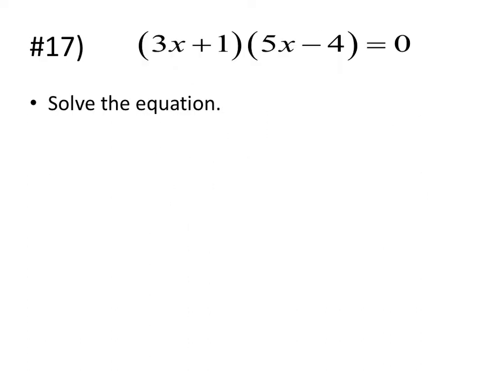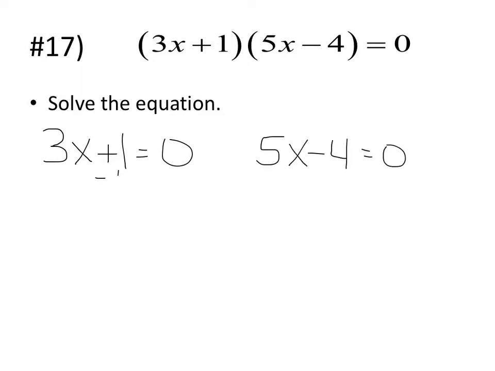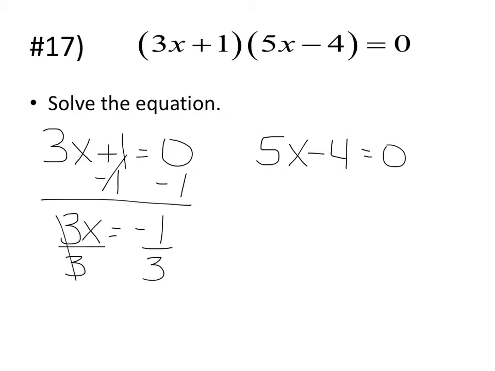Okay, for the last 4 problems, they're actually asking you to solve, not just factor. So this one they actually already factored for you, so you just have to set each one equal to 0. Okay, subtract 1 from both sides. You get 3x is equal to -1. Divide both sides by 3. You get x is -1/3.